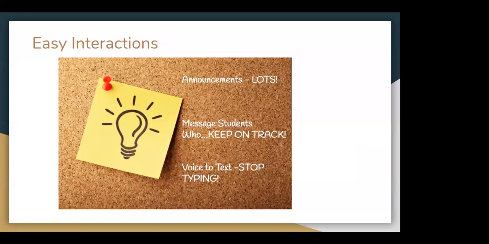In the gradebook, there is a message students who option at the very top of each and every assignment. It's a little drop down, and it says message students who. And you can message students who haven't turned in the assignment yet and say, I'm looking for you, I'm hoping you're okay. I noticed you haven't turned in this assignment. And you can message groups of students this way very easily. And it goes right into their inbox.